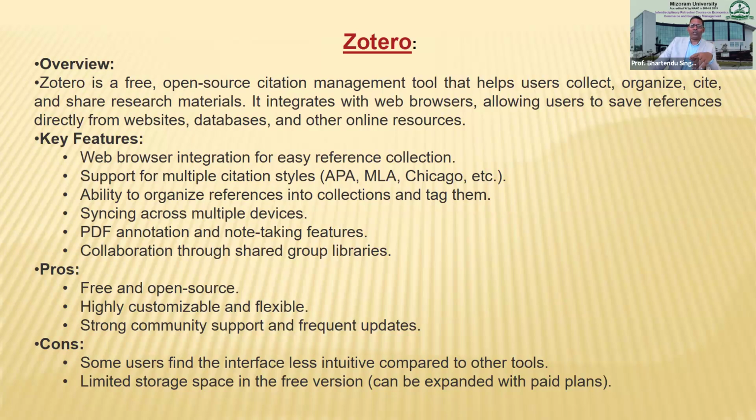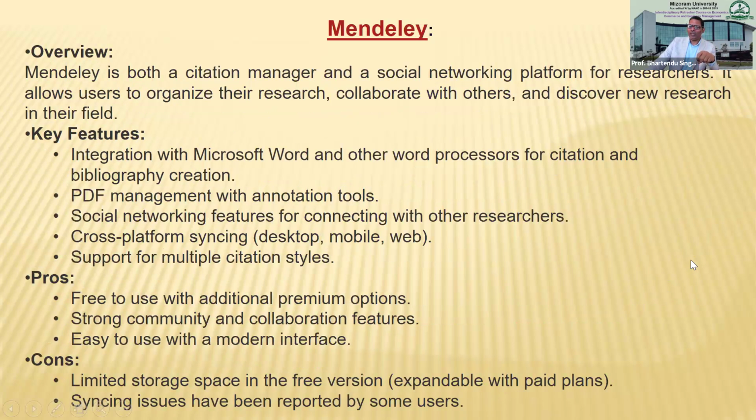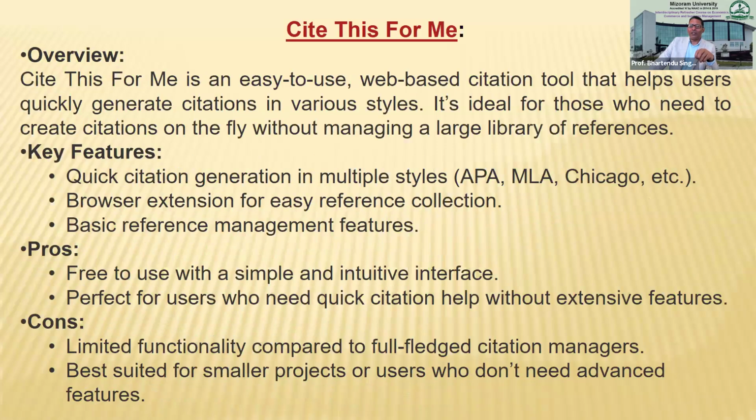So one popular software is Zotero, which we are going to talk about. Then EndNote is also very popular and commonly used. I'm not reading all these names. What are the benefits of this? What are the shortcomings of this? What are its key features? I'm not reading it all, but you can go through all these things. Then Mendeley, as I told already, is very popular and commonly used. RefWorks is one app. Then Cite This for Me is also there.